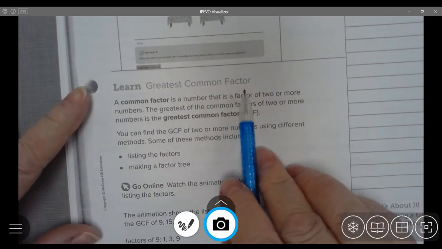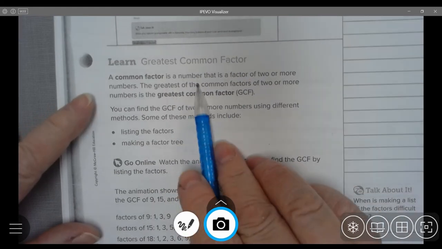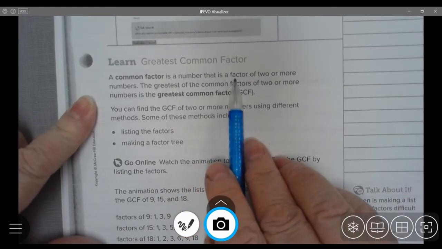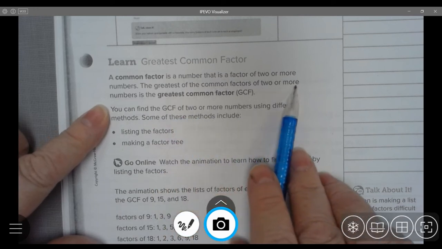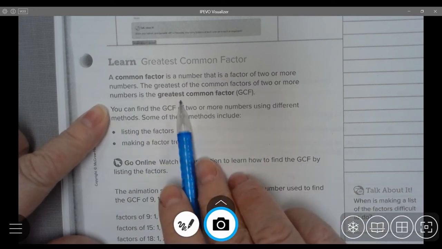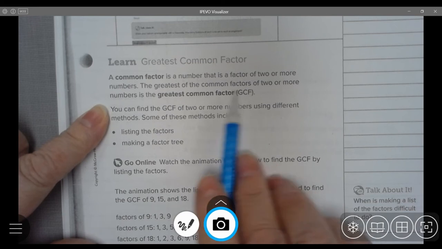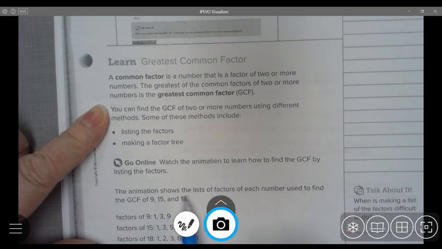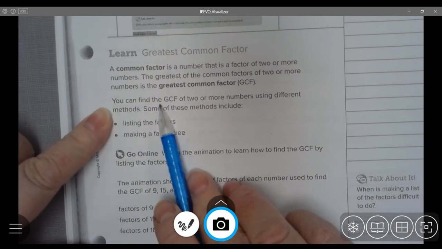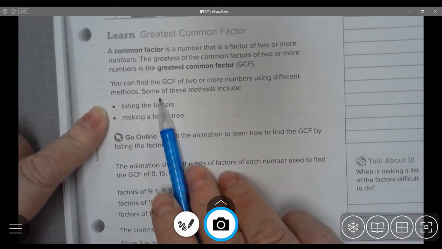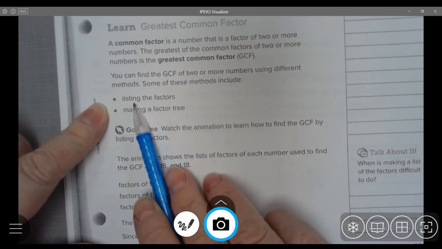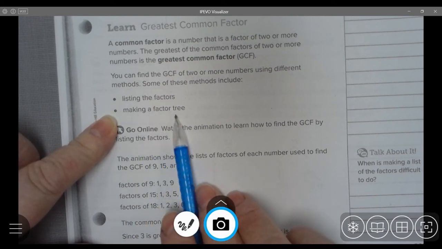Learn greatest common factor. A common factor is a number that is a factor of two or more numbers. The greatest common factor of two or more numbers is the greatest of their common factors, GCF. So we're looking at factors. Remember, those are the numbers that you multiply together to get that number. You can find the GCF of two or more numbers using different methods. Some of the methods include listing the factors or making a factor tree.